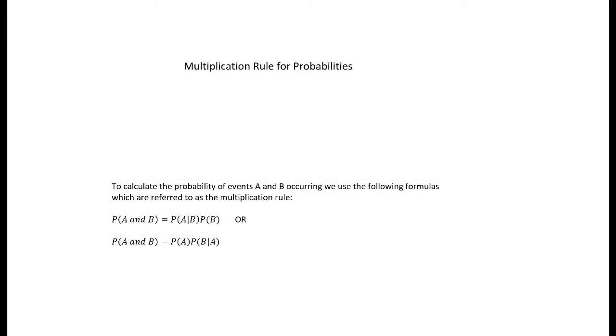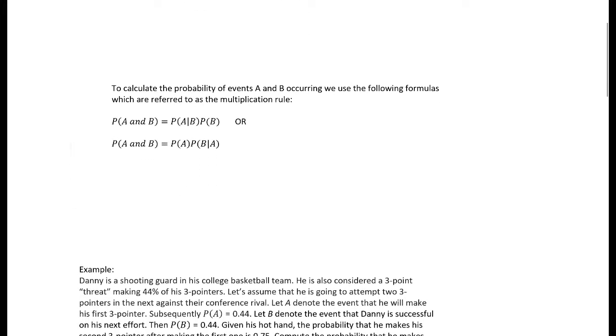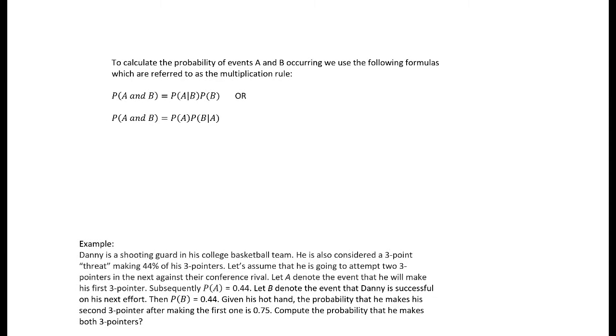Alright, so in this video, we're going to discuss the multiplication rule for probabilities. To calculate the probability of events A and B occurring, we're going to use the following formulas, which are referred to as the multiplication rule. One formula says the probability of A and B, the probability of both of those occurring, is the probability of A given B multiplied by just the probability of B.